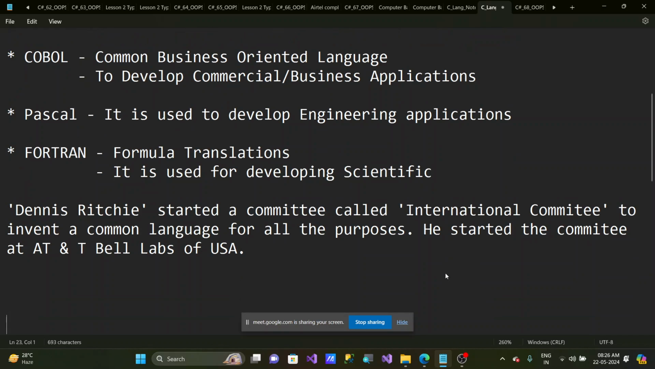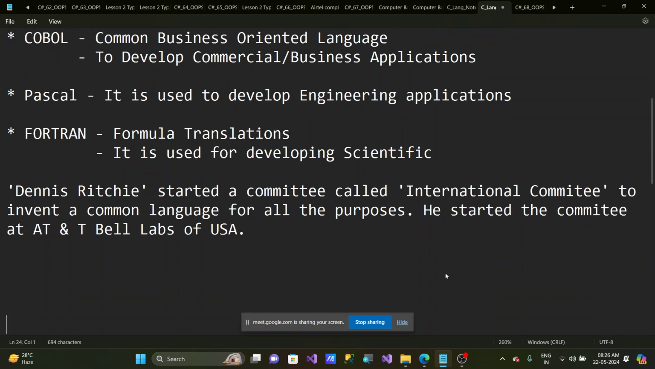Okay, USA AT&T Bell Laboratories. He started this committee and asked everybody, interested candidates, to join in our committee, or else develop your own language and submit it to me so that I can validate. So from this committee, the first language which was released was Algol 60.